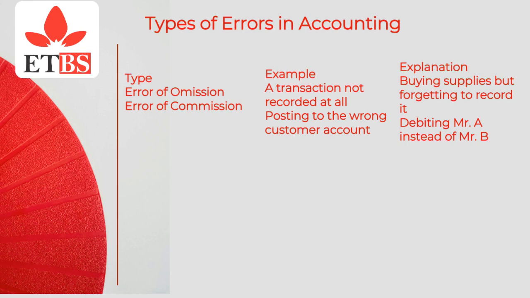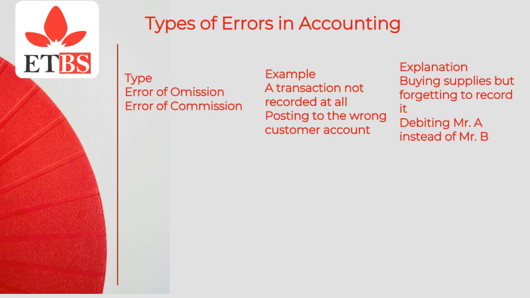In this course, we will be using type, example, and explanation in our table. 1. Error of omission. A transaction not recorded at all, such as buying supplies but forgetting to record it. 2. Error of commission. Posting to the wrong customer account, such as debiting Mr. A instead of Mr. B. 3. Error of principle. Wrong class of account used, such as treating a capital expense as revenue.